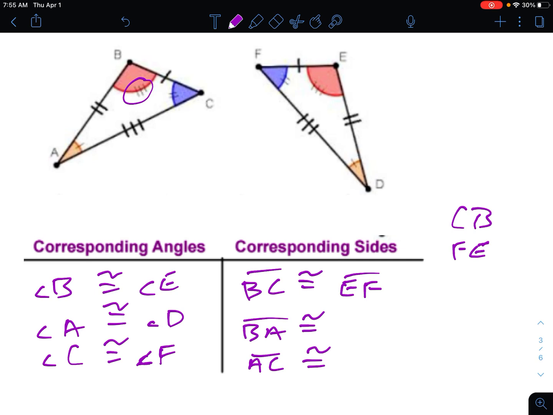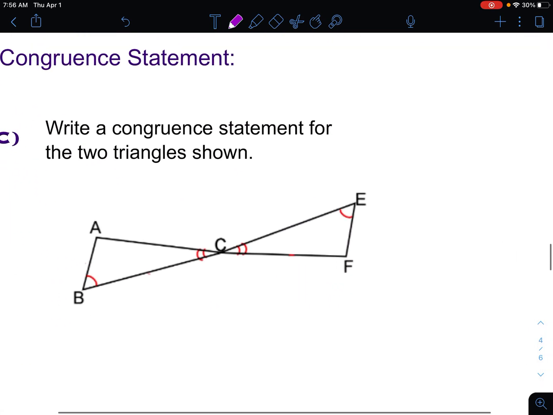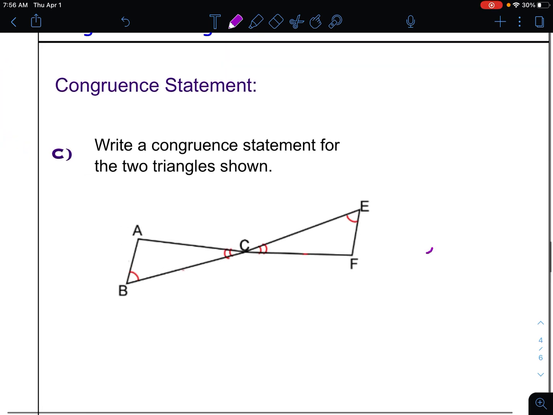BA is red to yellow, so ED is red to yellow. AC is yellow to blue. DF is the yellow to blue. Okay, matching up corresponding sides and angles based off of tick marks. Be very good at that because that's going to be something we're going to need. All right, now we get to write. It's saying write a congruency statement for the two triangles.